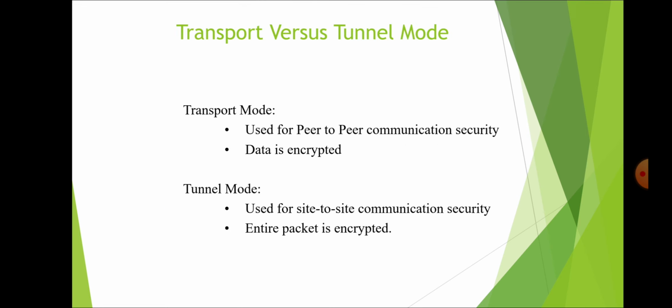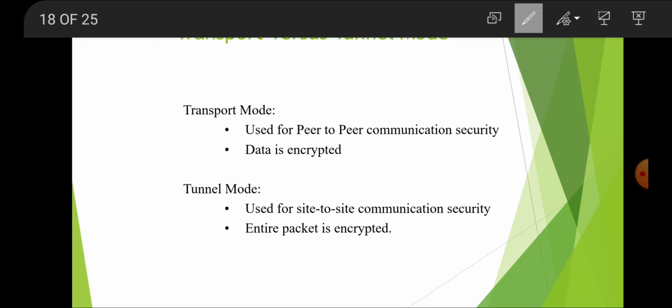Now we will see transport versus tunnel mode. We have seen there are two modes that can be used: first is transport mode and another is tunnel mode. We will see how exactly these two modes operate differently. First, the transport mode. It is used for peer-to-peer communication security, and the data is encrypted. The data is encrypted and used peer-to-peer.